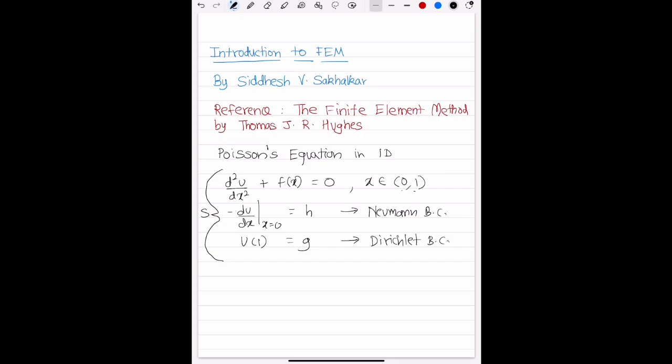The finite element method is based on the discretization of the weak form of the boundary value problem, and in today's video lecture we are going to discuss how do we derive the weak form from the strong form.